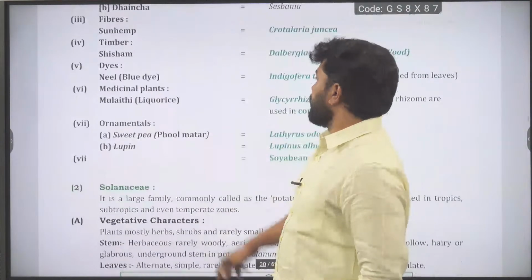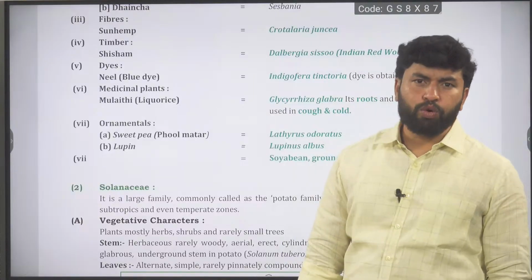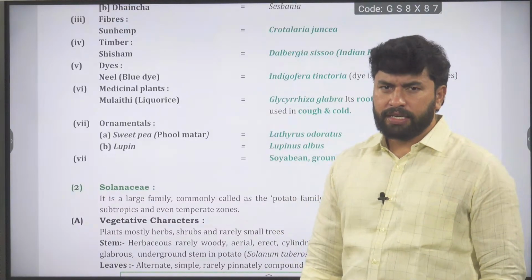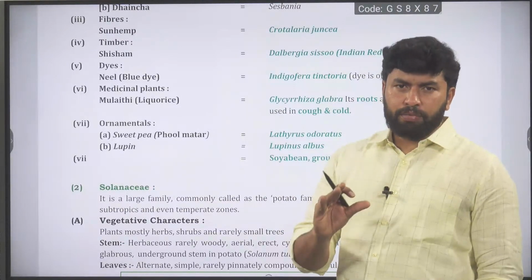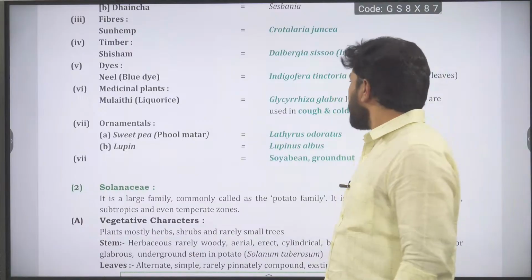Dyes: blue dye, Indigofera tinctoria. From these leaves, they extract blue dye. Before the commercialization of all these dyes, the original blue dye was extracted from the leaves of Indigofera tinctoria.